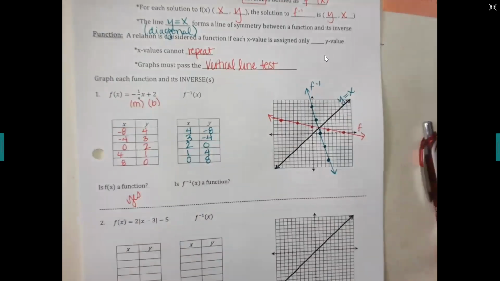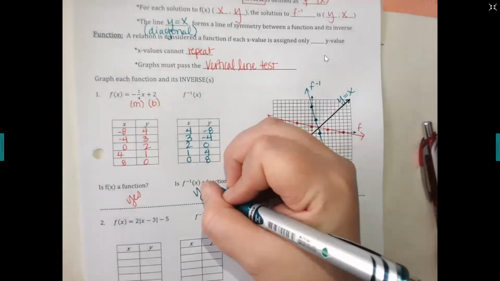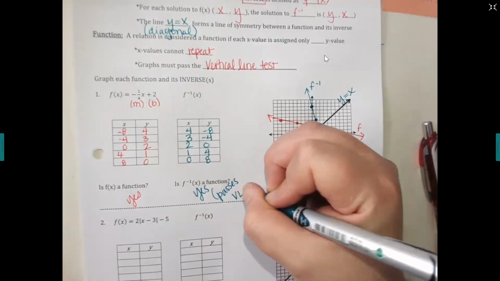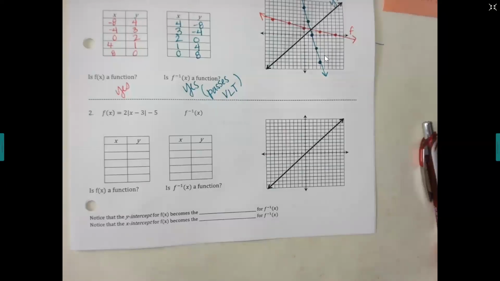Now let's do blue, ready? If I draw in any vertical line, am I ever gonna slice through blue twice? No, that one is also a function. Okay, so I'm gonna put yes, passes vertical line test. We're gonna do 2 more of these, then I'm gonna have you do a little bit of your homework. So take a look at number 2.